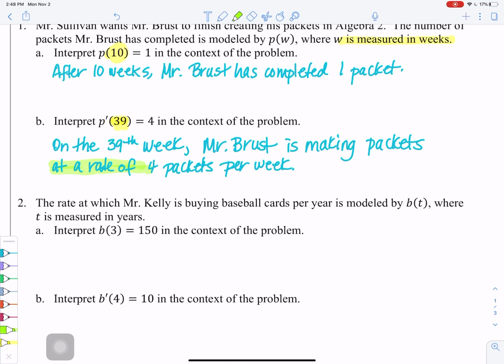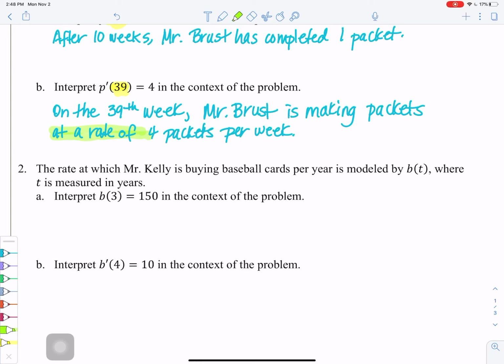Okay, let's look at this last example. The rate at which Mr. Kelly is buying baseball cards per year is modeled by B of T. So now T is measured in years. So T is years. And of course, B is the rate. So this is the rate at which he is buying. The buying rate is B of T. So we are starting with a rate.